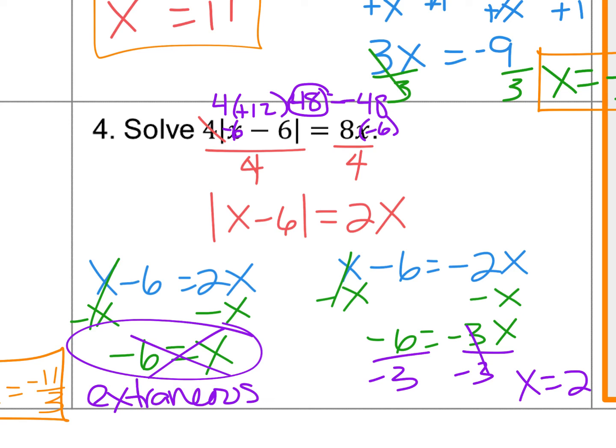Okay, our other one is if x equals 2. Let's see if that works. Okay, so 2 minus 6 would be negative 4. Then the absolute value makes it a positive 4. Times that by the 4 in the front is 16. And then 8 times 2 is 16. So yes, x equals 2 does work.